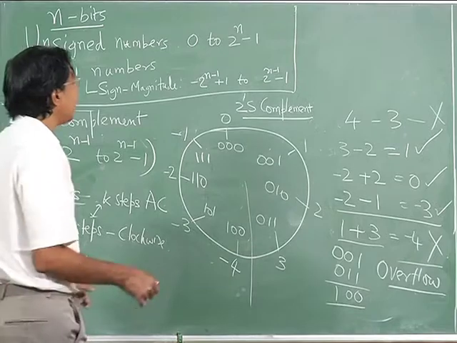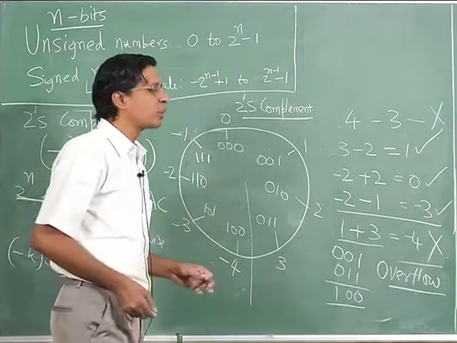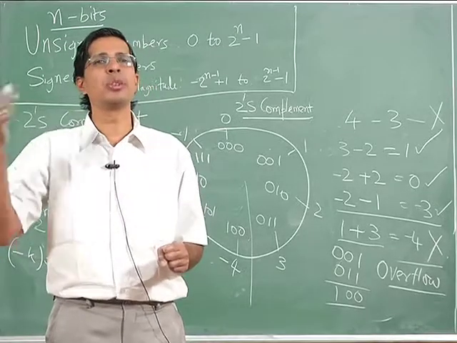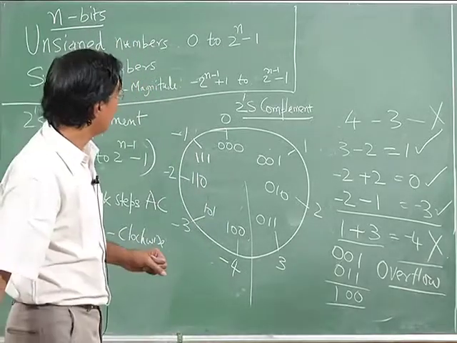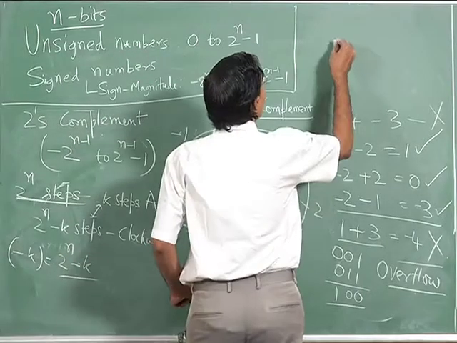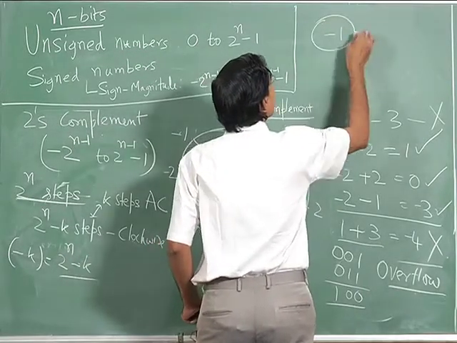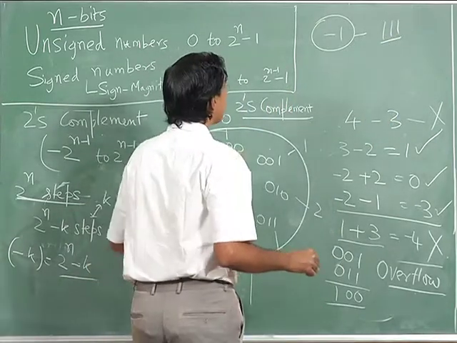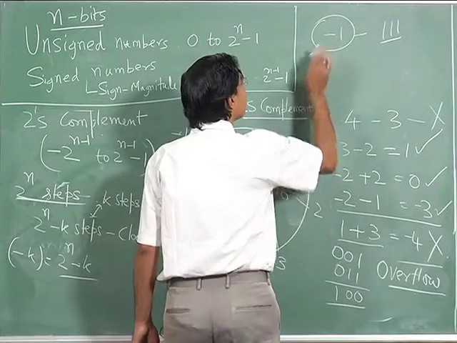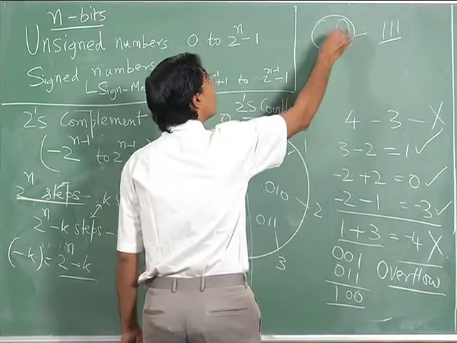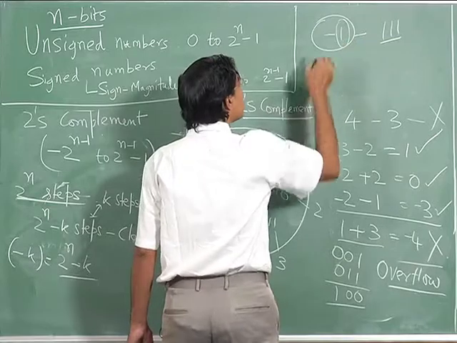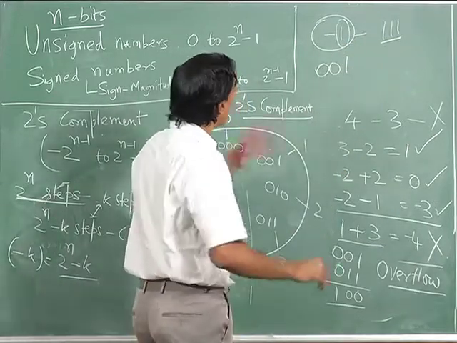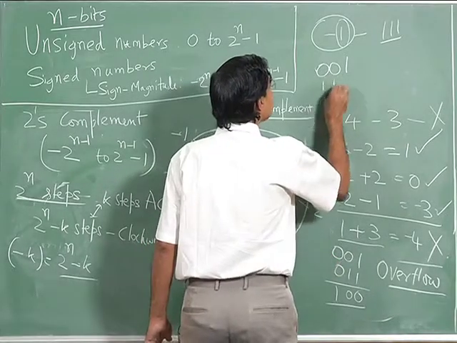Now how quickly will the compiler convert this minus 1 into 2 power n minus 1? I am given minus 1, I should realize 1 1 1. How will I get this? I take minus 1, take the magnitude part alone, and neglect the sign bit. So what is 1 in 3 bits? It is 0 0 1. Then I complement every bit, so it becomes 1 1 0.